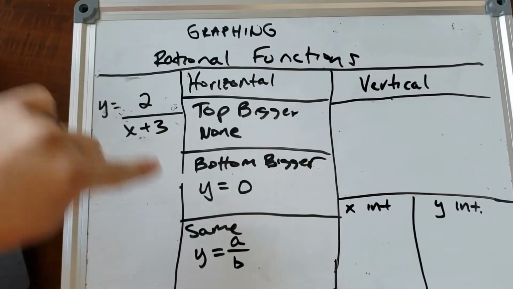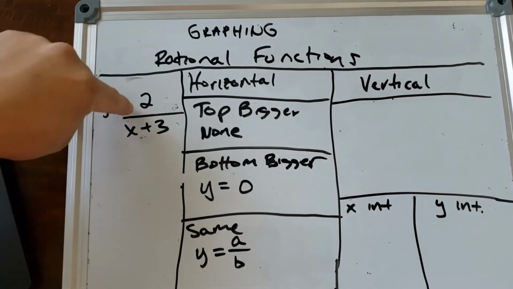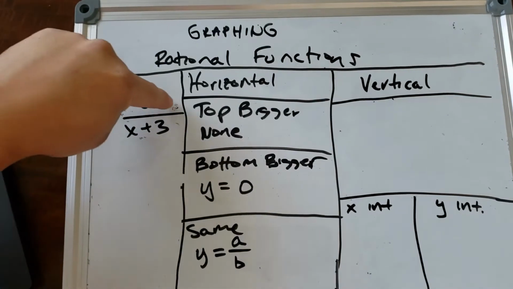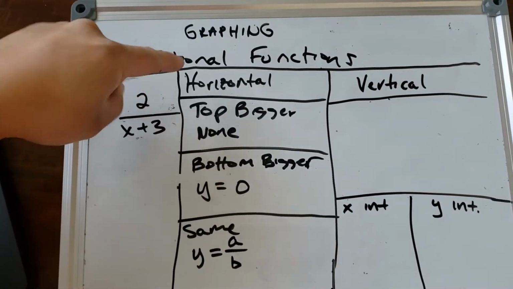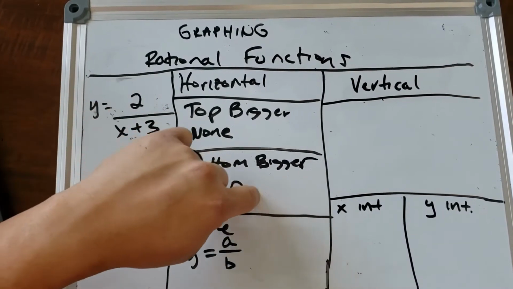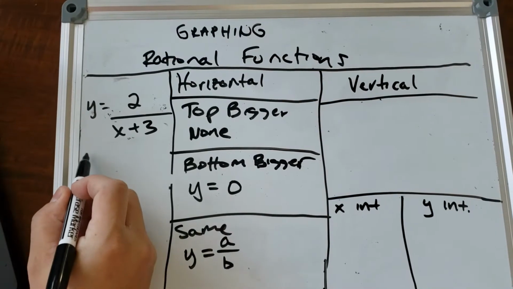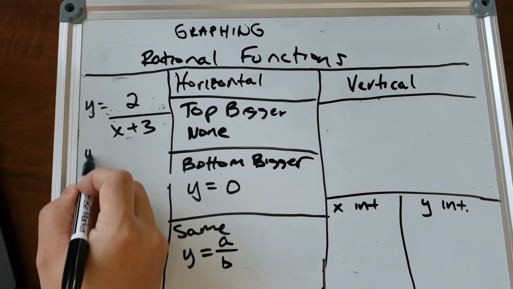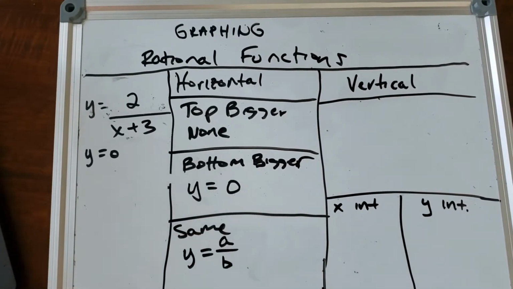So again, for horizontal, remember I look for the biggest exponent on top and bottom. Here I don't see any x's. So the biggest exponent is 0 because there's no x's. On the bottom, it's x to the 1. So again, this is going to be bottom bigger. So my horizontal asymptote is going to be y equals 0 because my bottom was bigger.